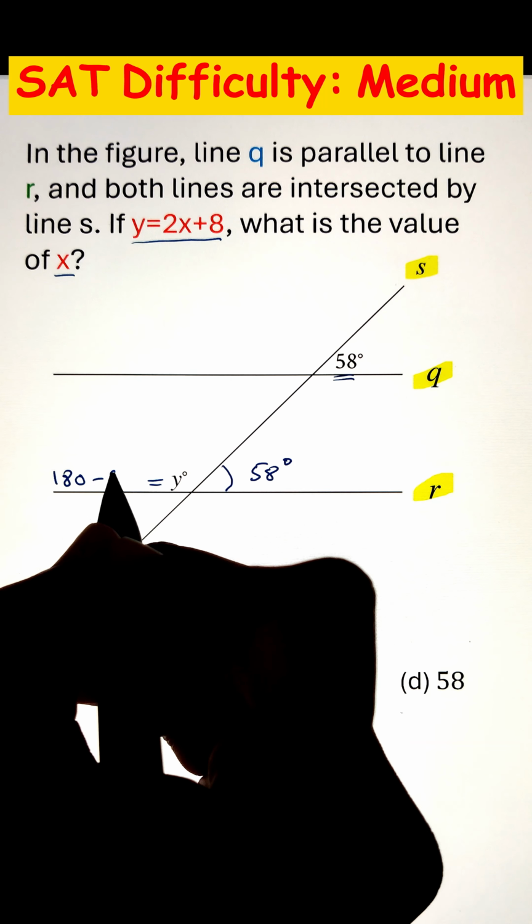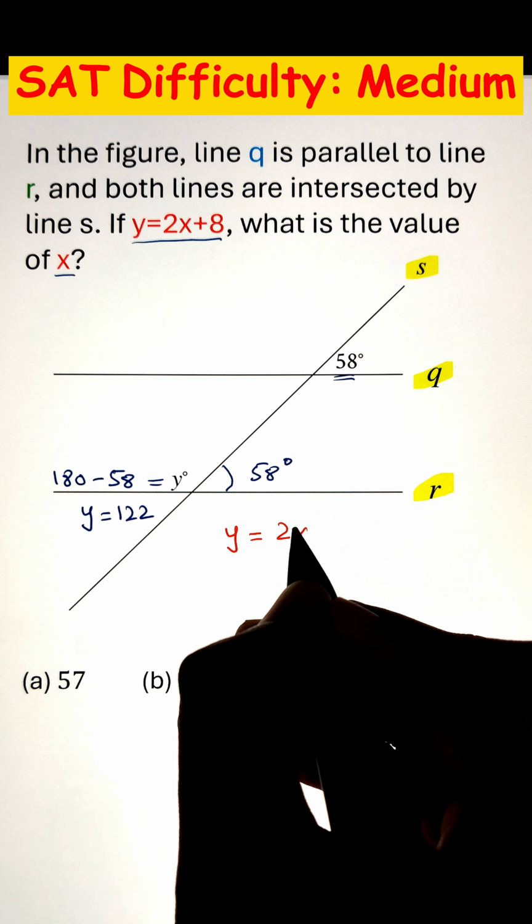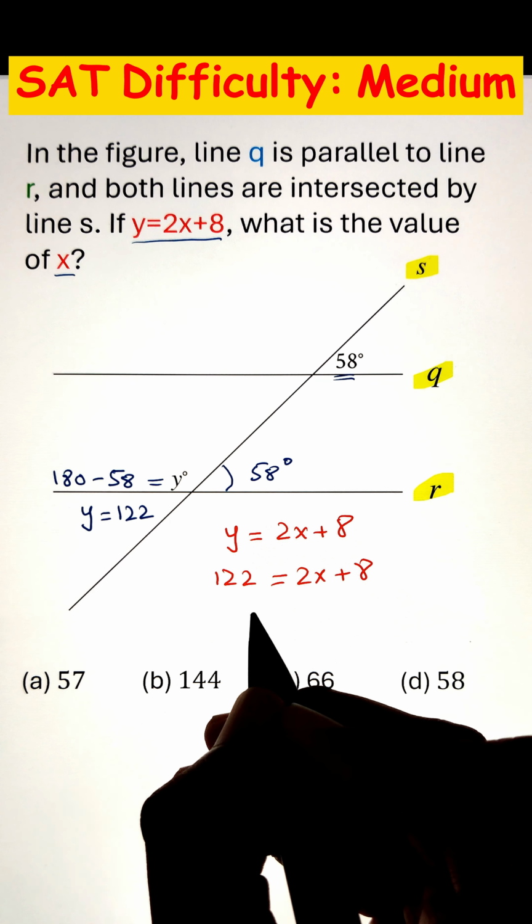Angle y can be calculated by subtracting 58 from 180 degrees. Finally, plugging in the value of y in the given expression, we can solve for x.